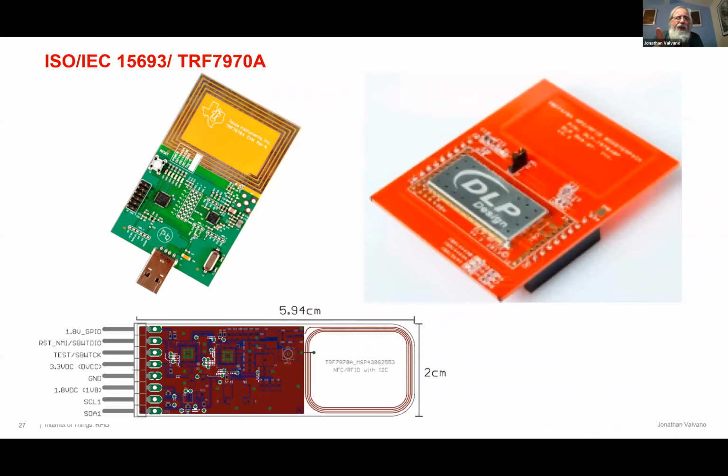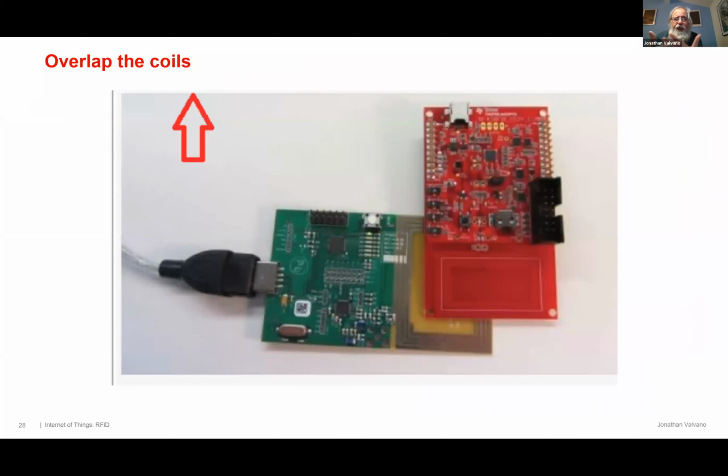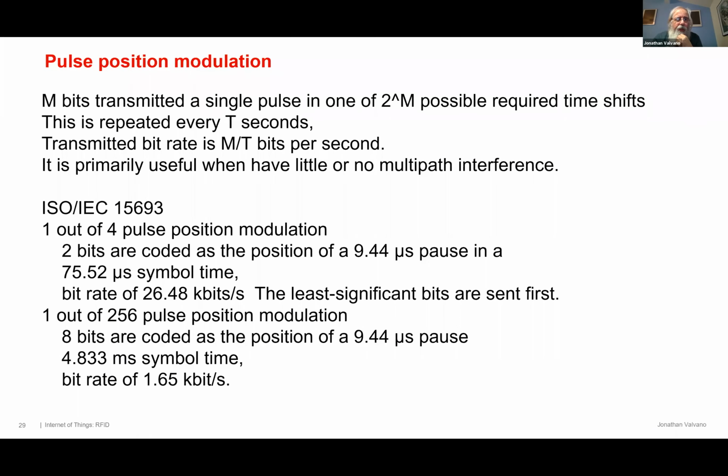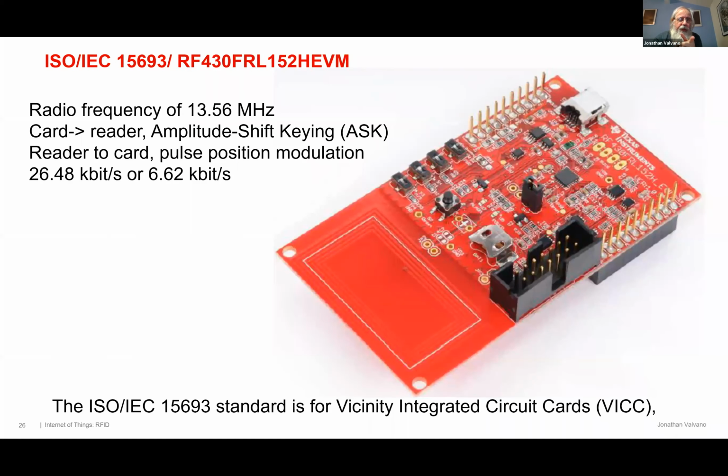Okay, there's the reader. There's a bunch of different readers. The one in the upper right is the current one. The other two are obsolete, but they have coils in them, and you get the two coils together. And so this is the downlink. You see the downlink from reader to card. From reader base station to implant is pulse position modulation.